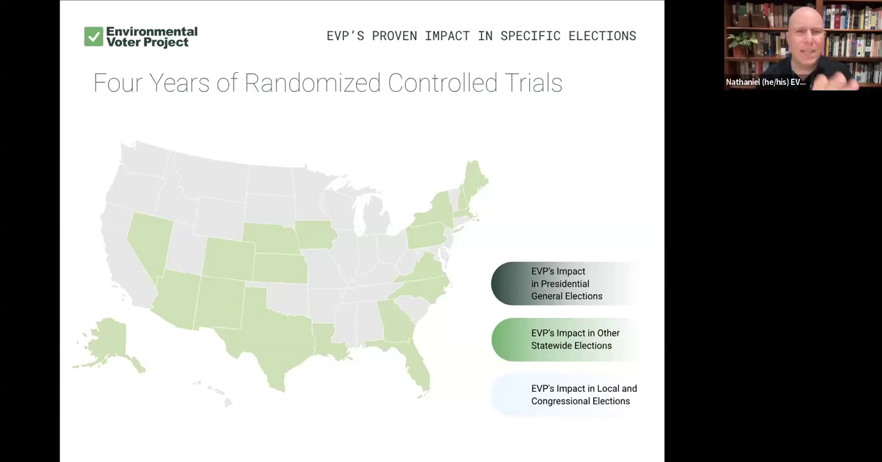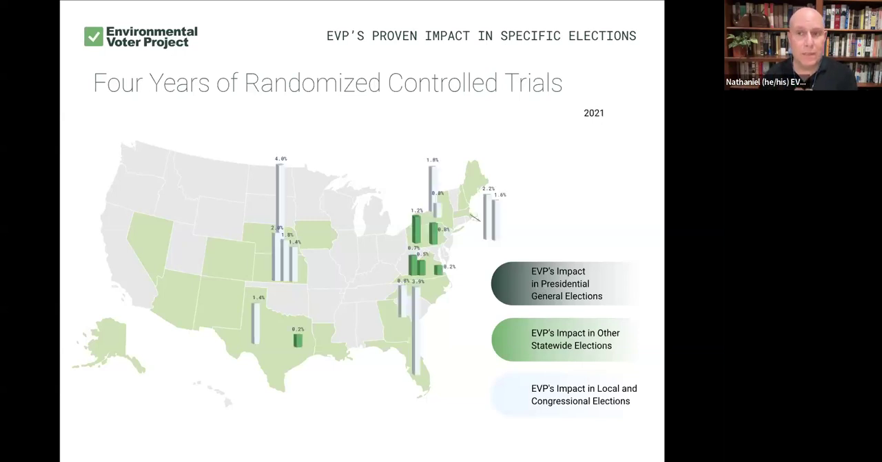voted. And just looking at the last 4 years in randomized control trials, we've found dozens of elections where our experiments have shown that we were solely responsible for boosting turnout of these first-time environmental voters at what's called a statistically significant amount, which means it was not due to random occurrence.